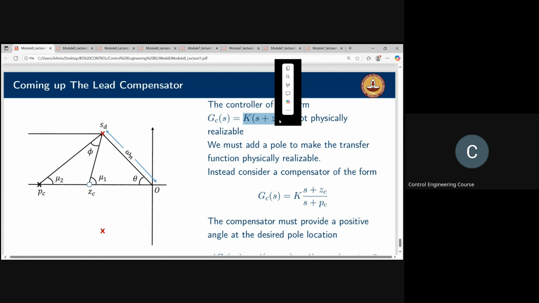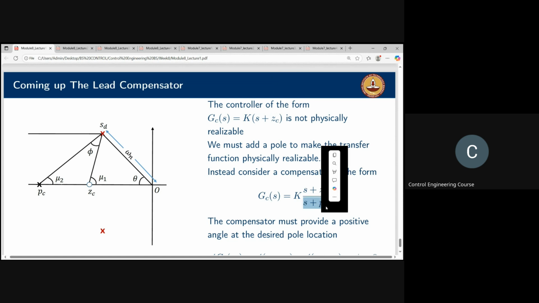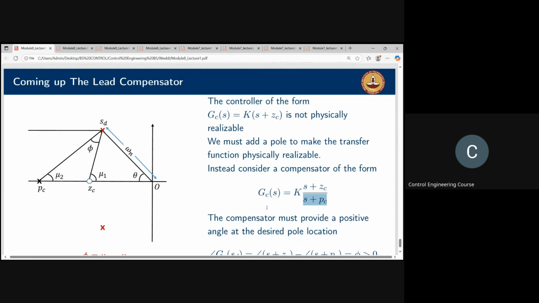So a PD controller is not physically realizable, and it is also sensitive to noise. For that, you add a pole in addition to the zero. If this pole is far away compared to the zero, it will not affect the PD design criteria, and it will also make the system physically realizable, because a pole at a very far away point will act as a low pass filter. It will not amplify arbitrarily high frequency noise.